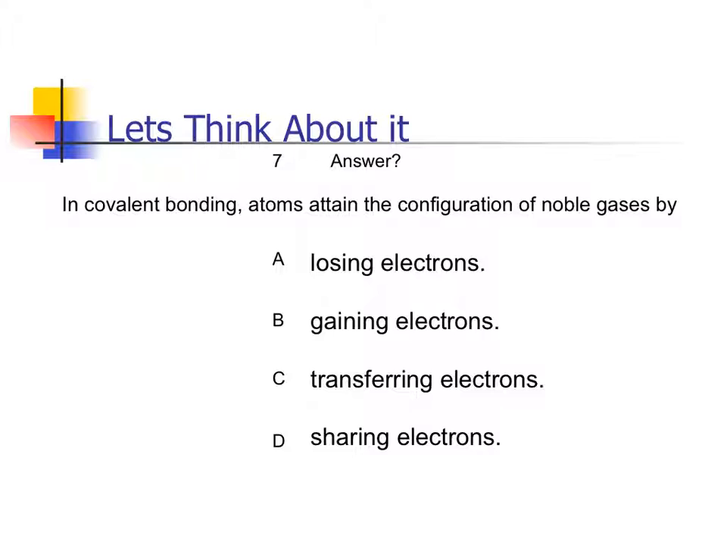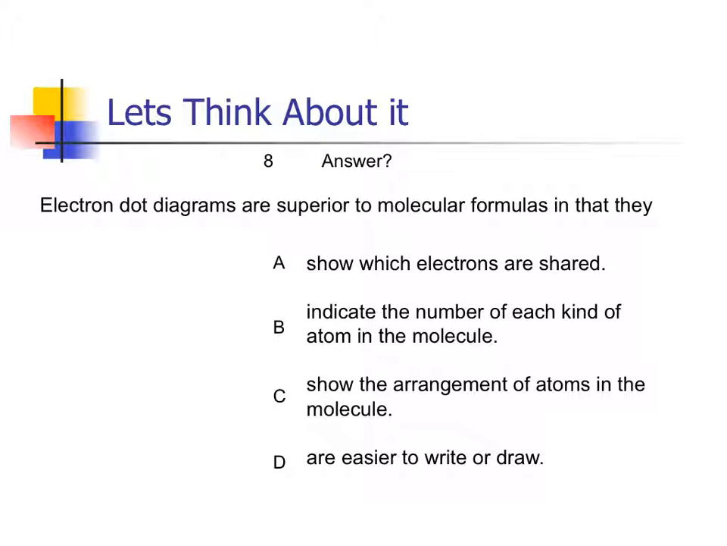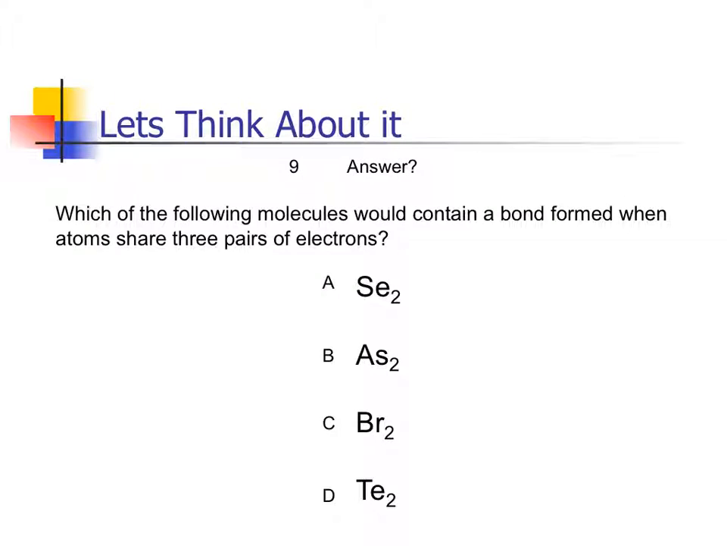In covalent bonding, atoms attain the configuration of a noble gas by electron dot diagrams are superior to molecular formulas in that they which of the following molecules would contain a bond formed when atoms share 3 pairs of electrons? That would be making a triple bond.